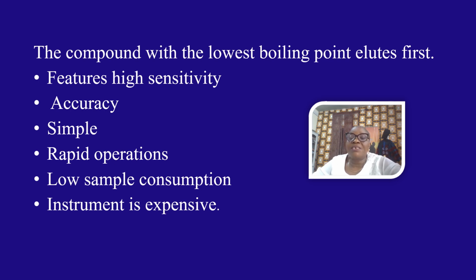When predicting retention order in gas chromatography, the overriding factor is a comparison of the boiling points. The compound with the lowest boiling point elutes first. Gas chromatography features high sensitivity and accuracy, simple and rapid operation, and low sample consumption, but the sample pretreatment is complicated and the instrument is expensive.